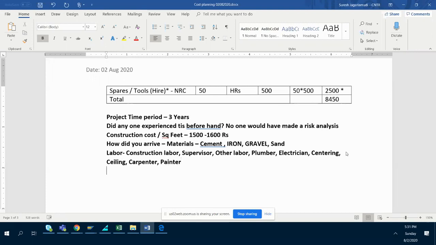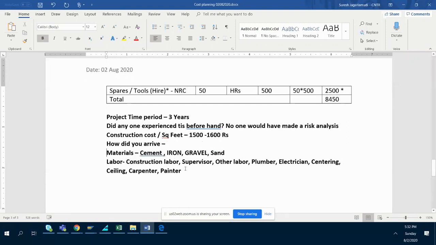Now, materials we use, labor we use, and then what else? Designer also, planning. Yes, that is a good point. This is for the architect, and we call it layout design. Anybody else? And the site engineer.